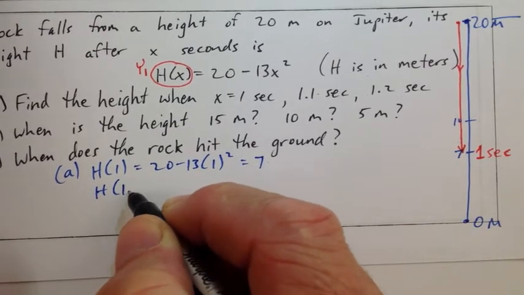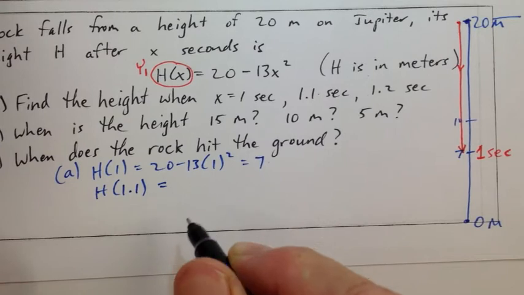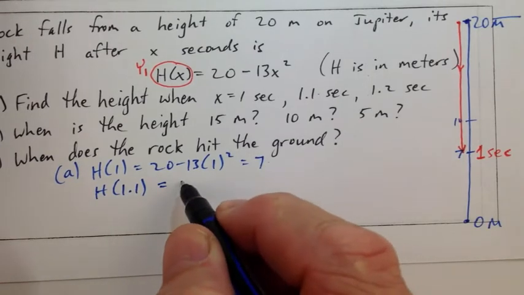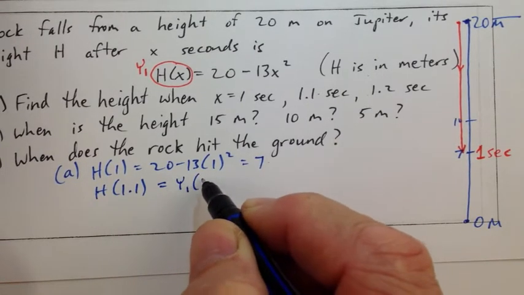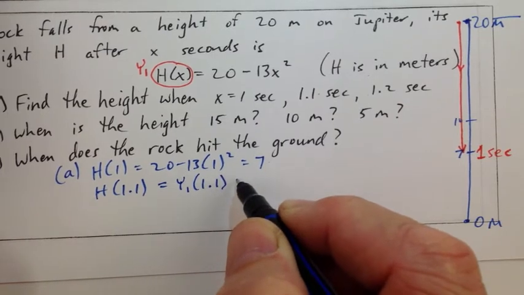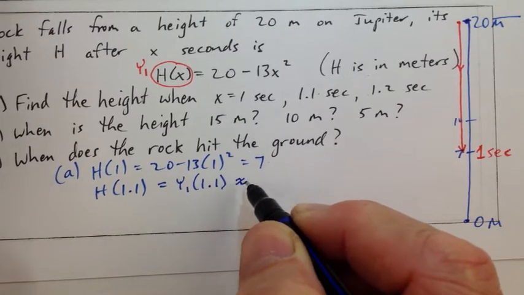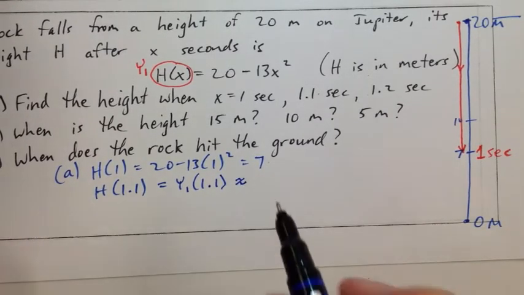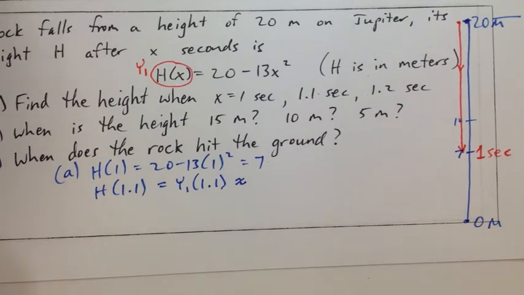But for h of 1.1, we're going to use our calculator for this part, and h of 1.1 is y1 of 1.1. Then we're going to put the approximately equal to, because I'm pretty sure we're going to get a decimal answer.